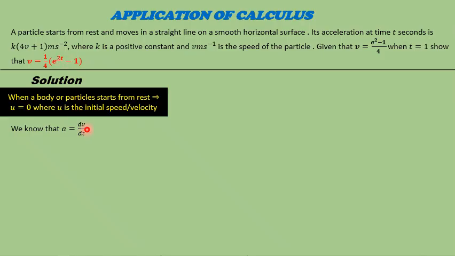From what we have just figured out, we are looking for speed when acceleration is given as a function of time. Since acceleration is dv/dt, and the acceleration given to us is k(4v + 1), our dv/dt equals k(4v + 1). You can clearly see that this is a differential equation.